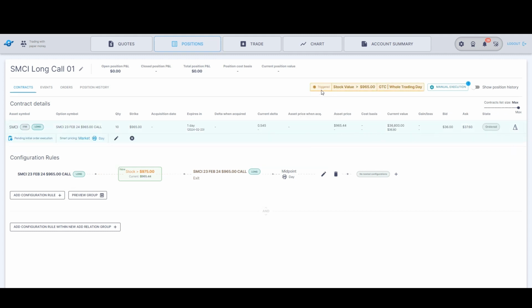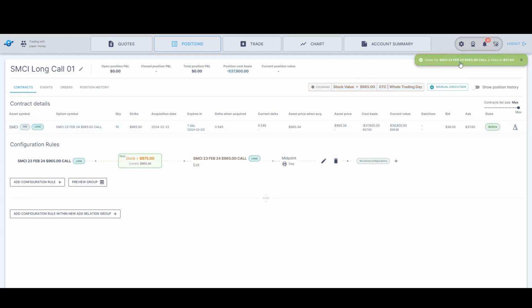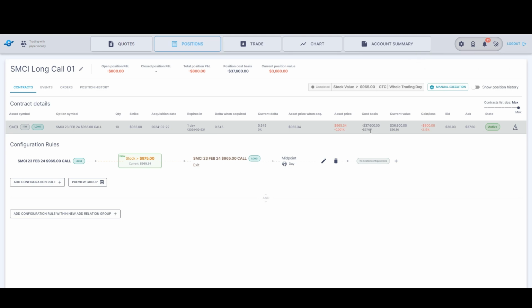Okay, so it looks like we triggered right in here. It just went through, so we should be getting filled. And there's your report. We bought these options in here. We now have 10 of these contracts. They cost us $36,000, right? So we'll have to see how this starts to play out.